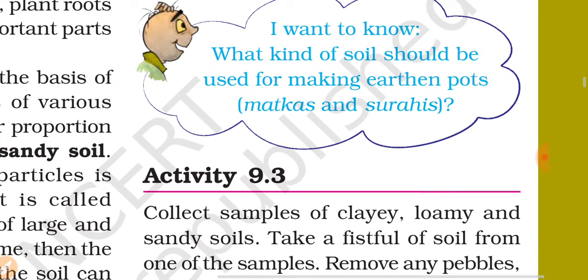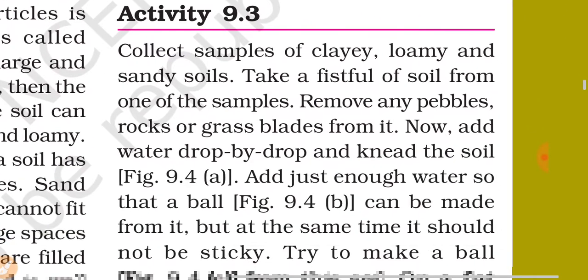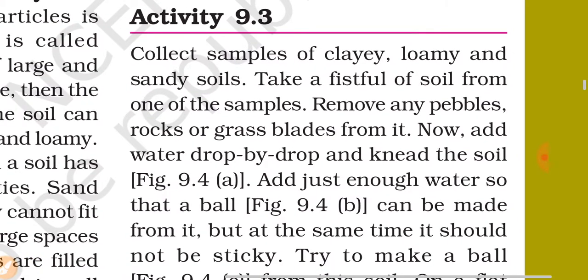So Bujo wants to know what kind of soil should be used for making earthen pots. Okay, earthen pots, matkas, and surahis. So for this, collect samples of clay, loamy, and sandy soils. Take a fistful of soil from one of the samples. Okay, a fistful. Remove any pebbles, rock, or grass blades from it.